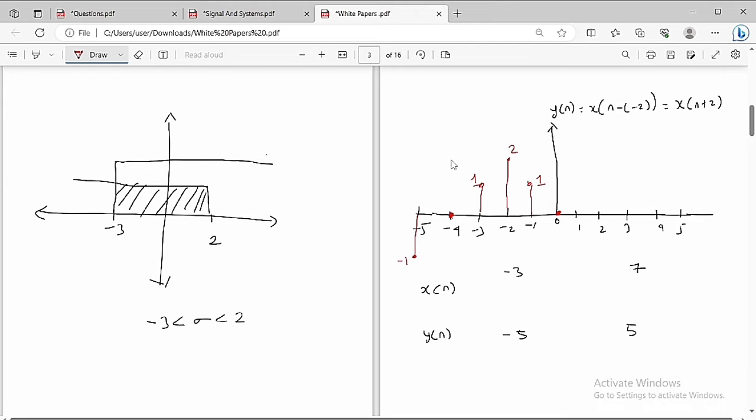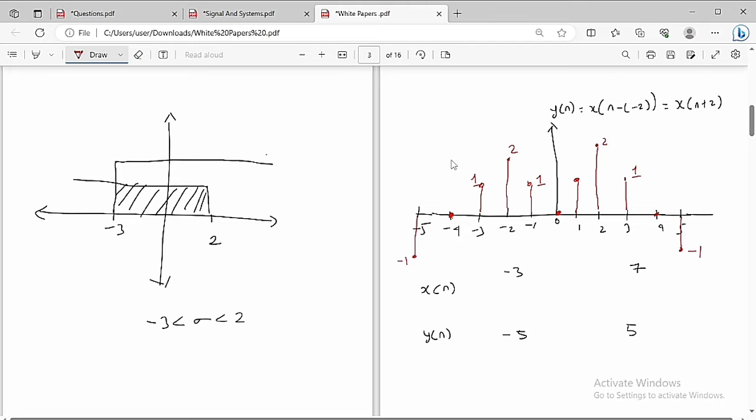Then comes the plus 1, then plus 2, then plus 2. Again then comes the plus 1, then plus 1. And then this is a 0, then another 0, then comes the minus 1.